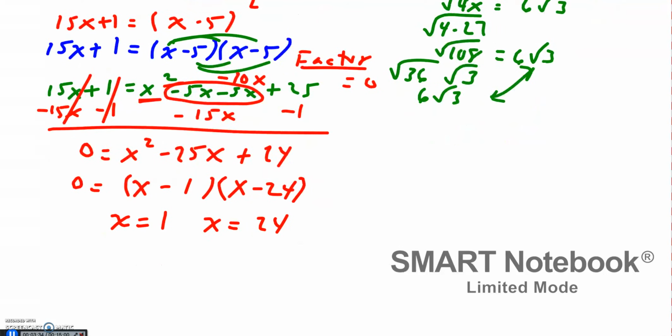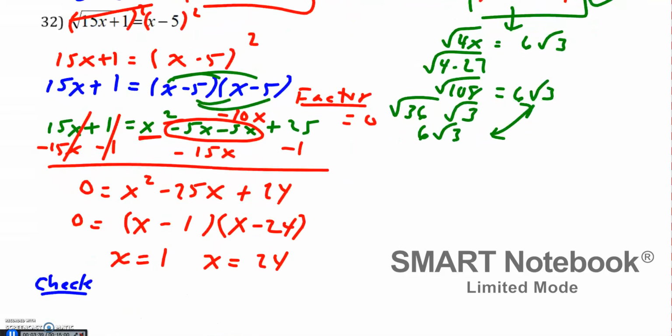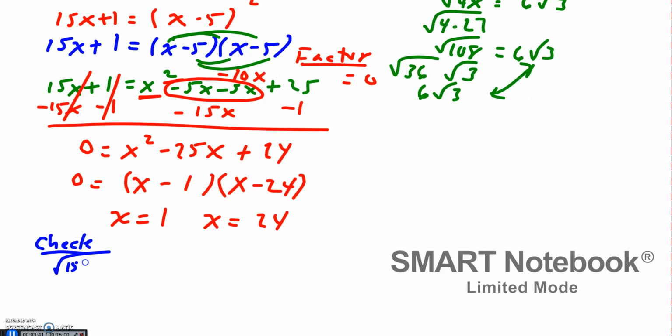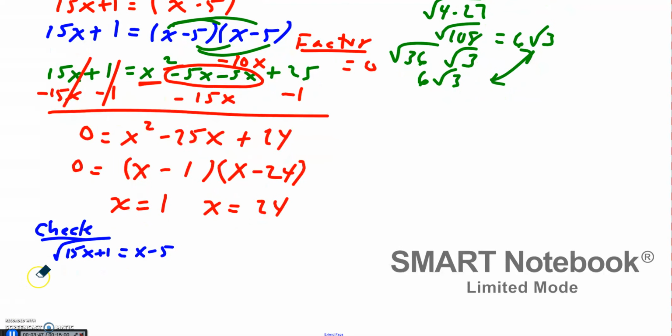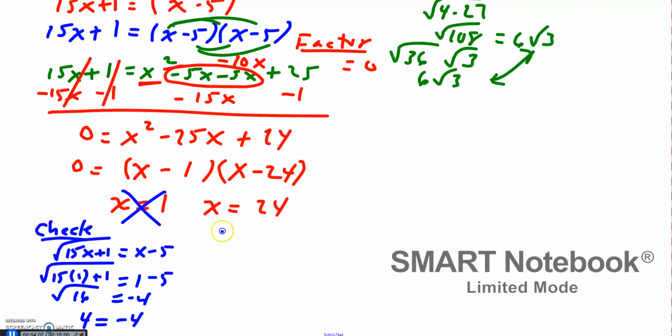But because we factored, it is very important to check our work. So I'm going to check underneath here. My original equation is the square root of 15x plus 1 equals x minus 5. So let's check 1 first. Does the square root of 15 times 1 plus 1, or the square root of 16, equal 1 minus 5? Or does the square root of 16 equal negative 4? No, because the square root of 16 is positive 4, so because 4 does not equal negative 4, this is not a solution.